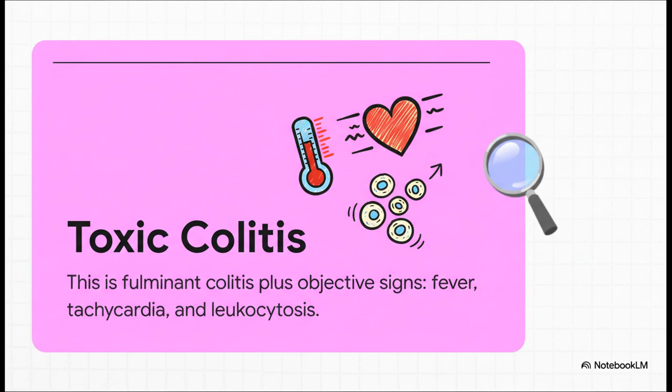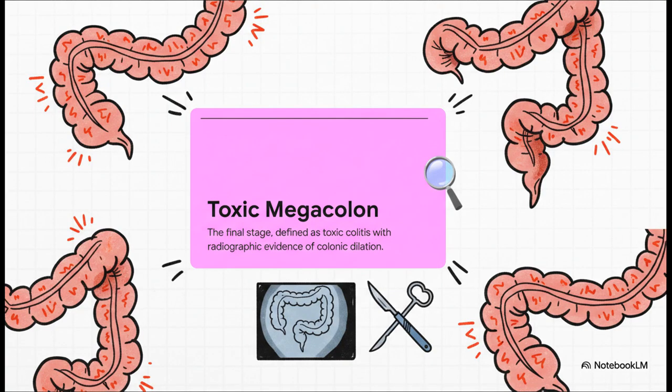Okay, so from there, we can diagnose toxic colitis. And this is when we add objective, measurable signs of a systemic inflammatory response to that picture of fulminant colitis. We're talking specific signs of toxicity, like a high fever, a really fast heart rate, and a sky-high white blood cell count, leukocytosis. And that brings us to the final, most life-threatening stage, toxic megacolon. This is both a clinical and a radiographic diagnosis. The patient has to meet all the criteria for toxic colitis, plus they have to have clear radiographic evidence that their colon is significantly dilated. This is a true surgical emergency. It's basically screaming that a perforation is imminent.